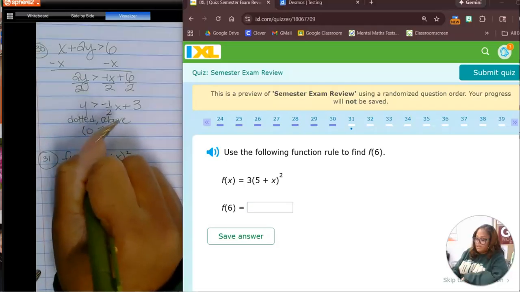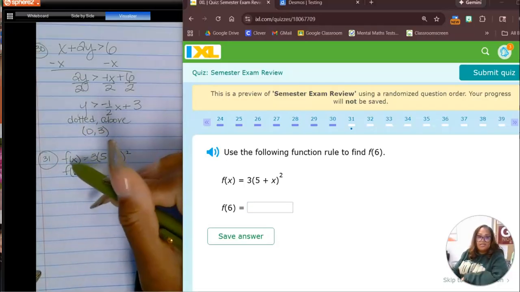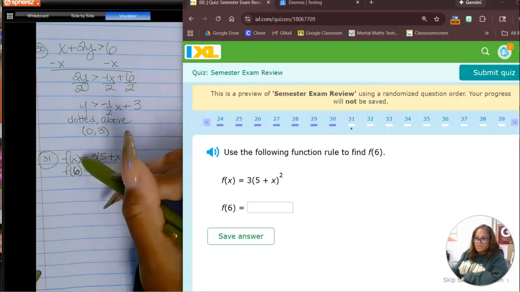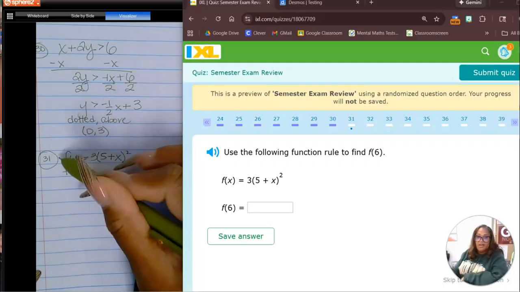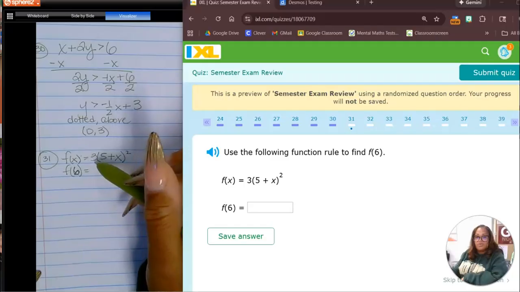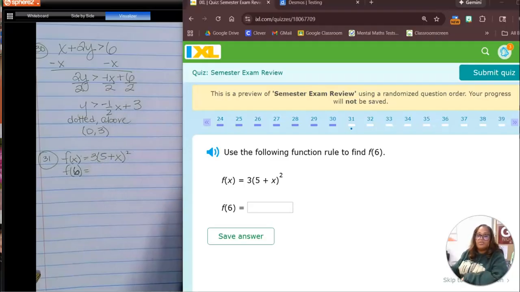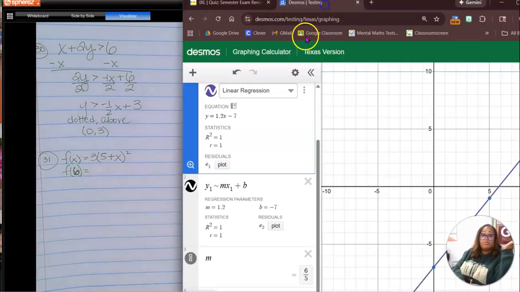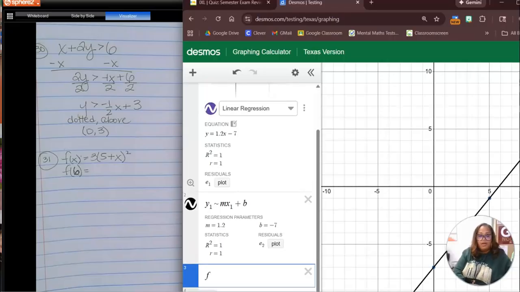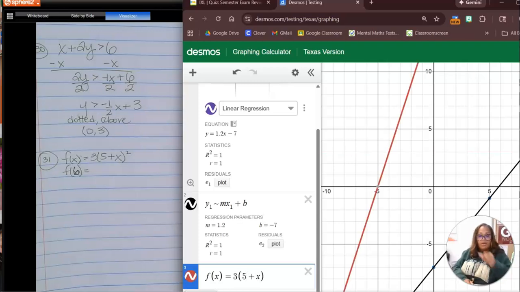All right. This one is evaluating a function. It says f of x. This does not say f times x. This does not say fx. F of x equals 3 times the quantity of 5 plus x squared. So just go straight to Desmos. F of x equals 3 parentheses 5 plus x close parentheses.